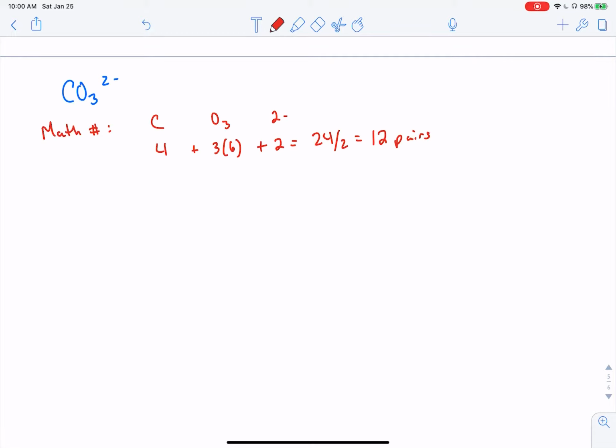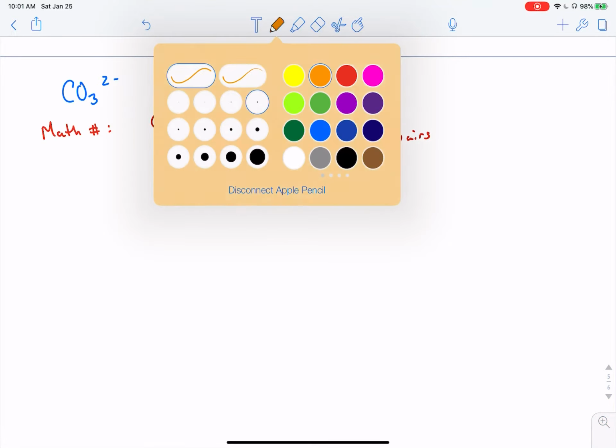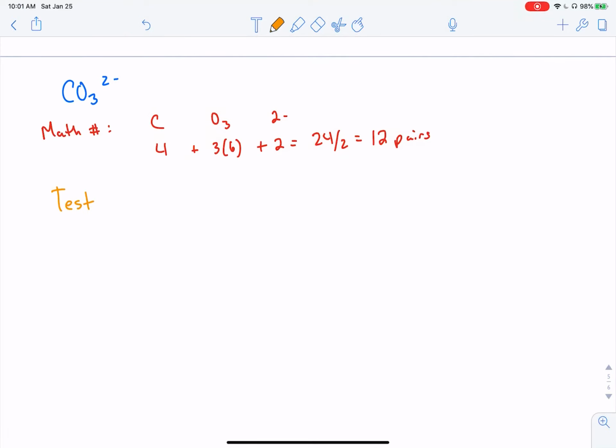Now, my test structure draws everything with an octet because all these have more than 4 valence electrons. These have 4, so all these should have an octet. If it had less than 4, then you don't worry about the octet. But if it has 4 or more, you have to worry about the octet. So that's my test structure.